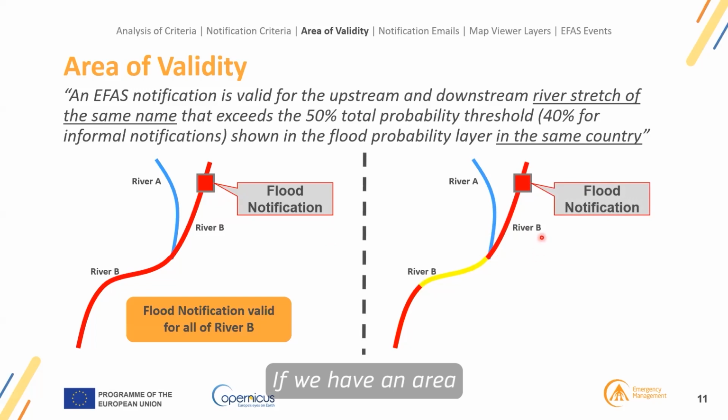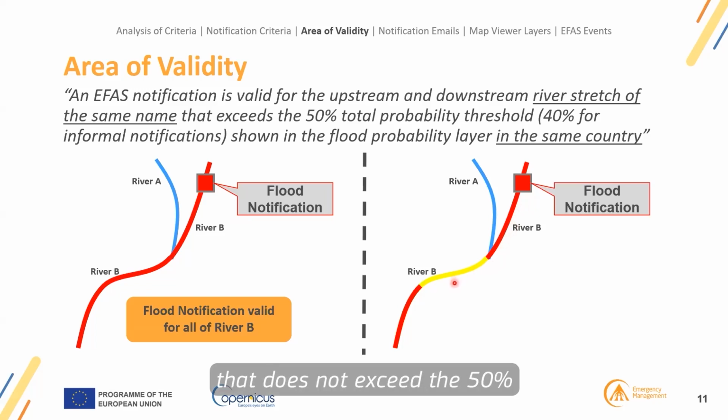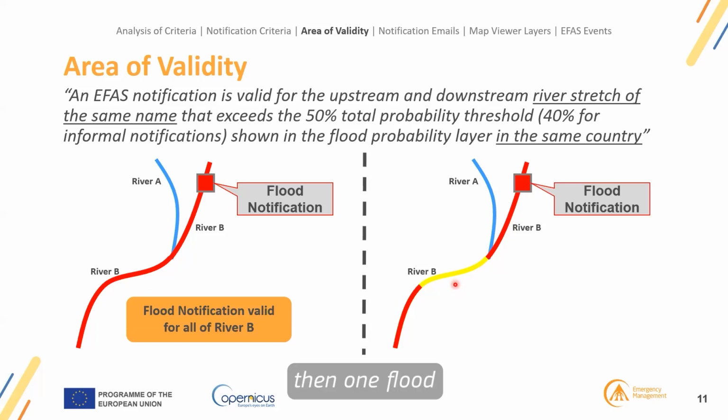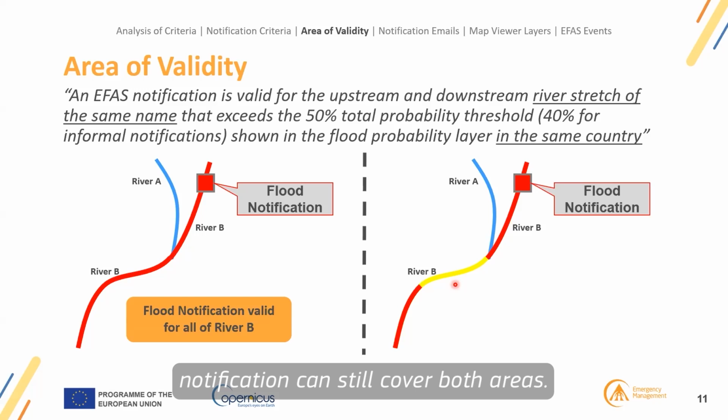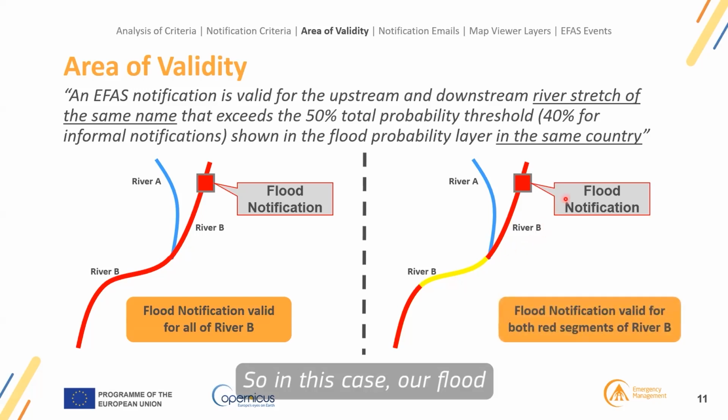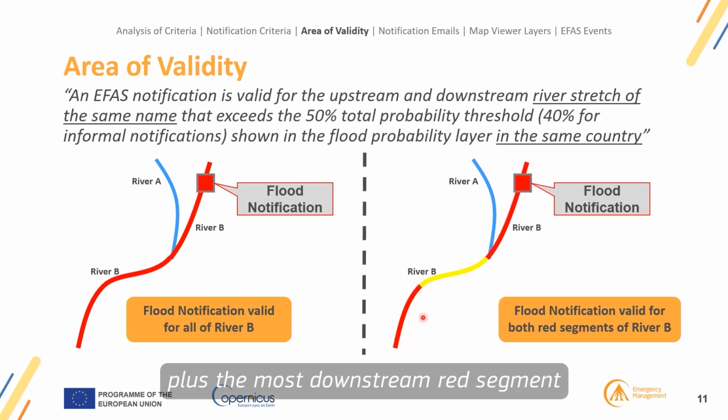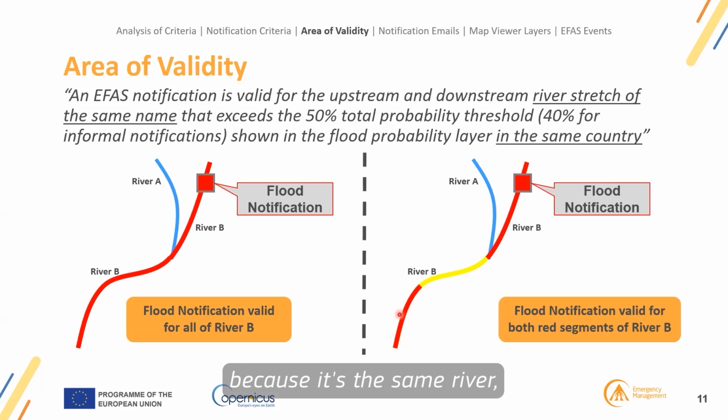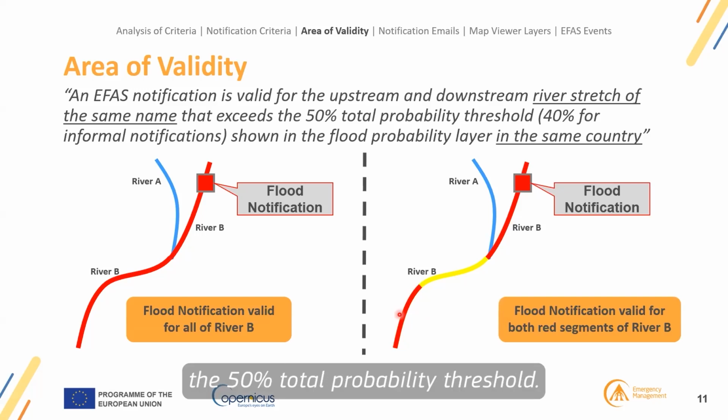If we have an area in River B that exceeds the 50% total probability threshold, let's say there's these red areas, and then we also have a stretch of that river that does not exceed the 50% total probability threshold, then one flood notification can still cover both areas. So in this case, our flood notification here will cover the upstream and downstream red segments plus the most downstream red segment because it's the same river, the same name, and both of those segments exceed the 50% total probability threshold.